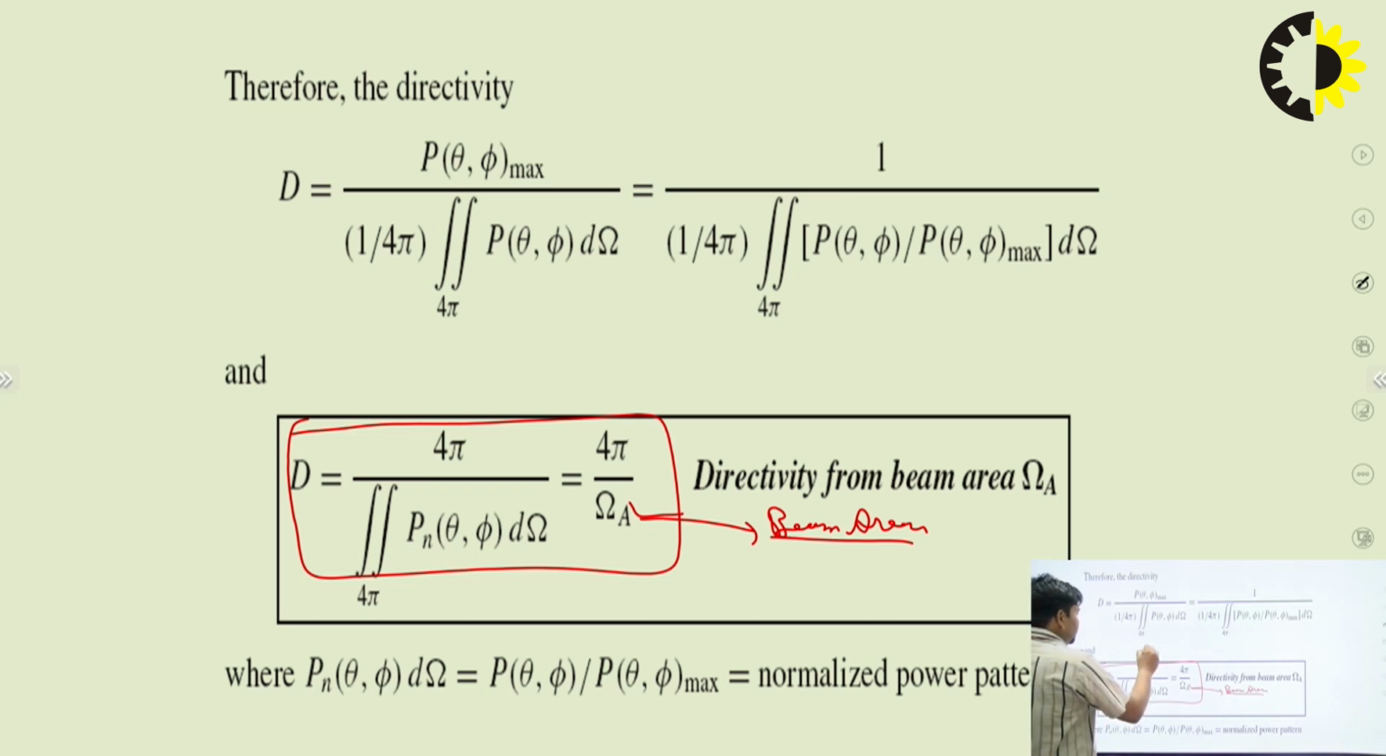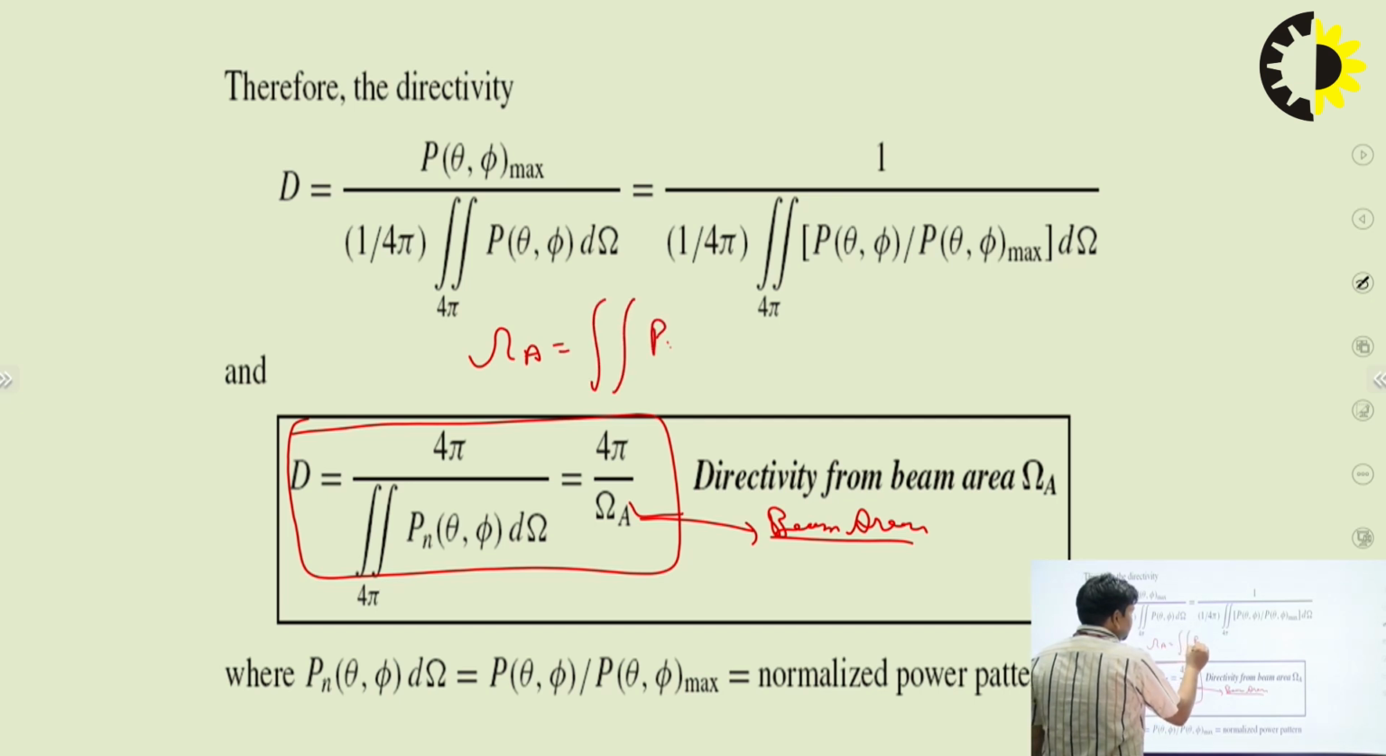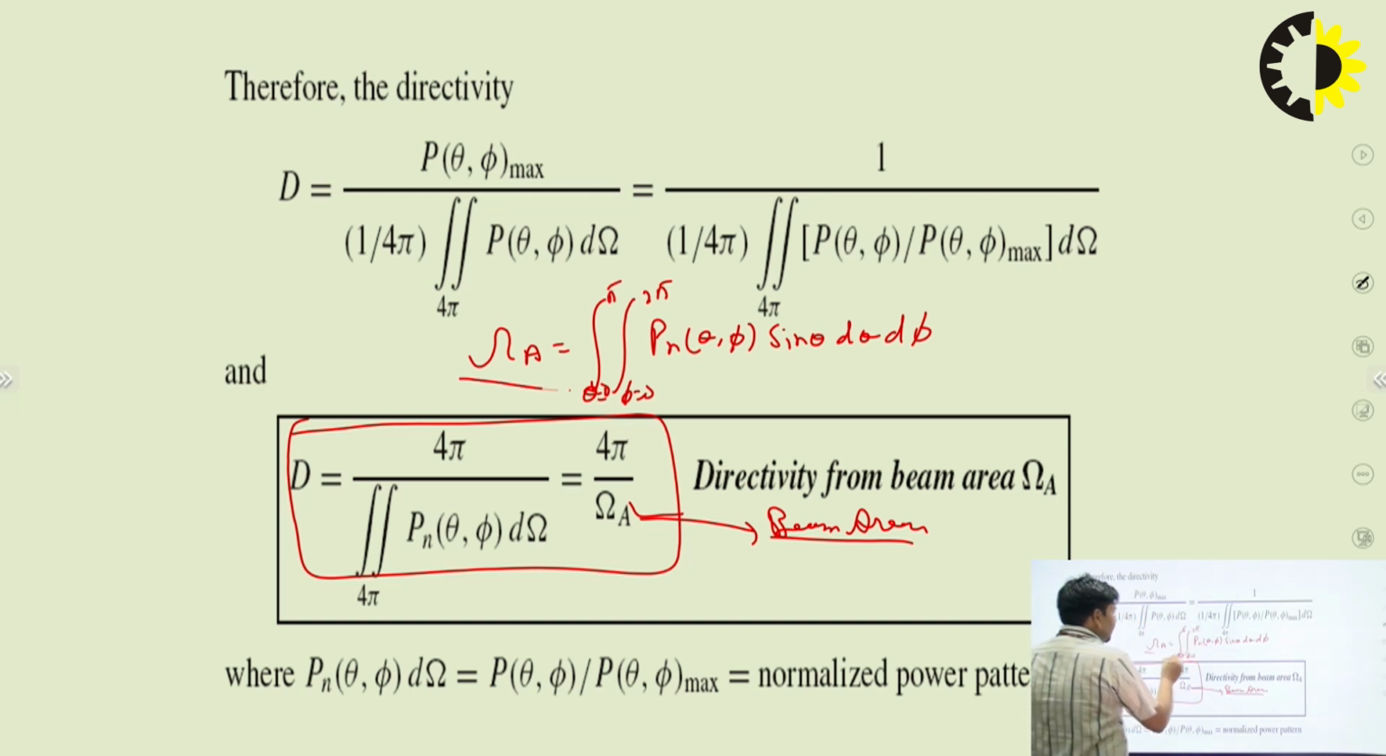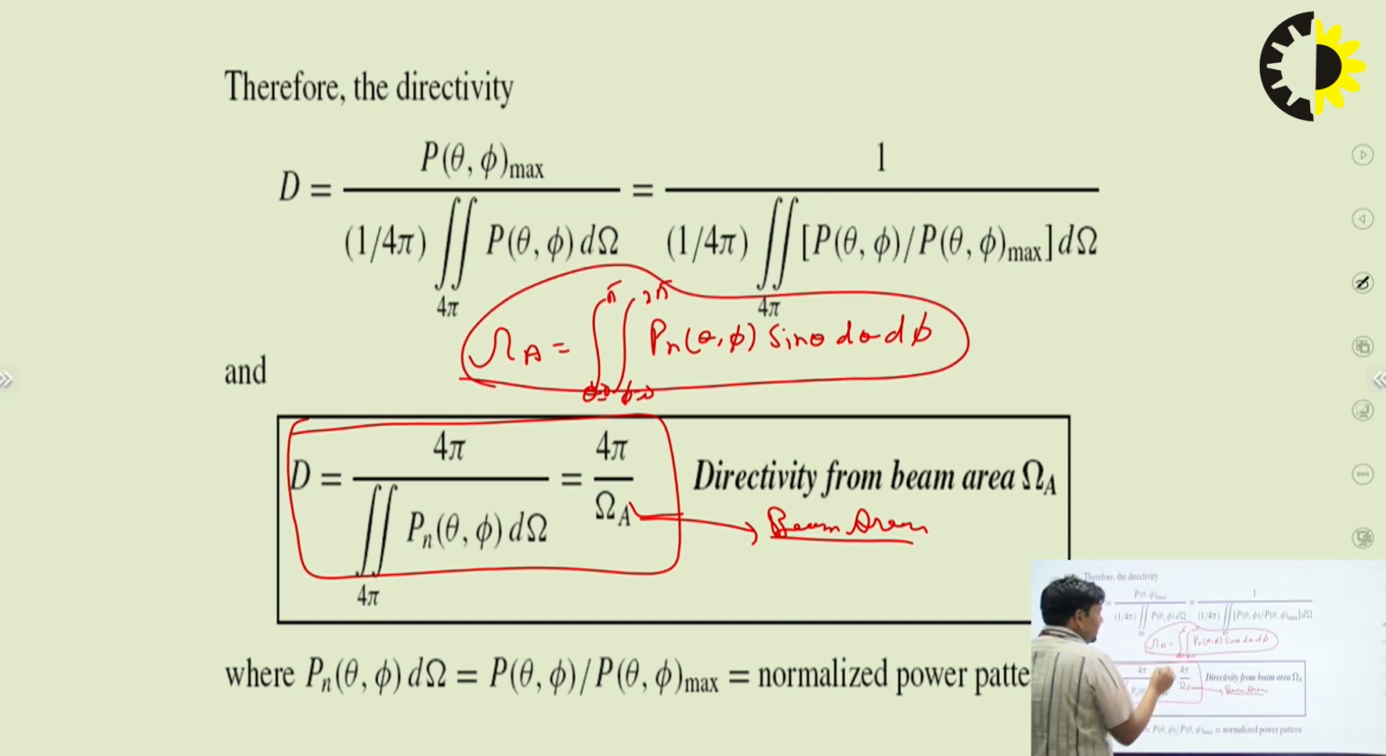And how do we calculate omega A? It is the integral of the normalized power pattern P_n(theta, phi) sin theta d theta d phi, where phi lies from 0 to 2 pi and theta lies from 0 to pi. By using these, we calculate the total beam area, and 4 pi upon the total beam area gives the directivity, and the unit of directivity is dB.